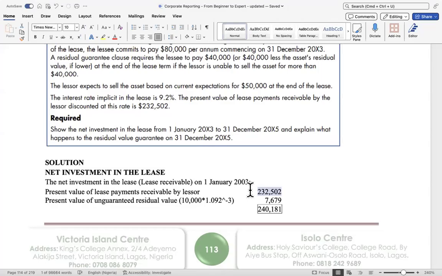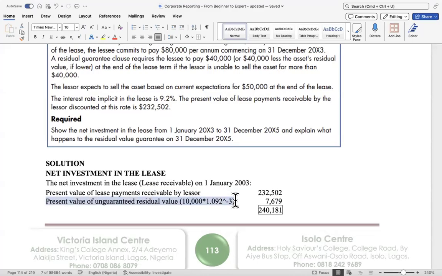I've even shown you how to calculate it: 232,502. And don't ever forget to also add the present value of the unguaranteed residual value. The unguaranteed residual value here is 10,000, being the 40K guaranteed, which is not up to the lessor's expectation of 50,000. So there's a portion that is unguaranteed. The lessor believes he will get that, so he adds it as part of his lease receivable, as part of his net investment in the lease.